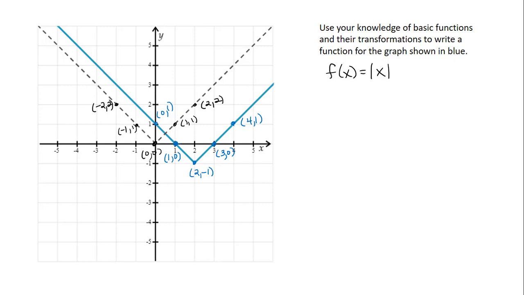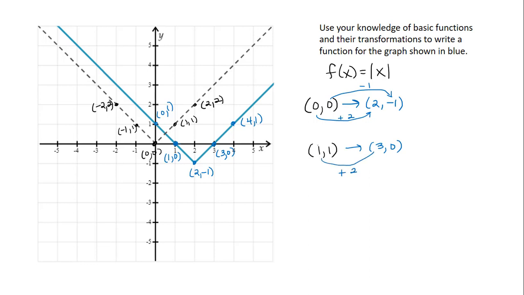So I went from 0, 0 to the point 2, negative 1. And so what had to happen? My x values were increased by 2, and my y values were decreased by 1. Let's just double check that that works for another one. So if I look at the point 1, 1, and going to 3, 0, my x value increased by 2, and my y value decreased by 1.